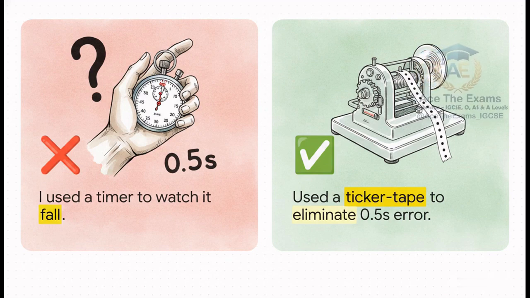The flawed answer says, "I used a timer to watch it fall." I mean, it's super vague, it doesn't specify the exact equipment, and it offers absolutely no scientific justification. That gets 0 marks. Zip. Now look at the improved, top band answer. "Used a ticker tape timer to eliminate 0.5s human reaction time error." It names the specific apparatus, and it gives the exact scientific reason for using it. Boom, full marks every time.